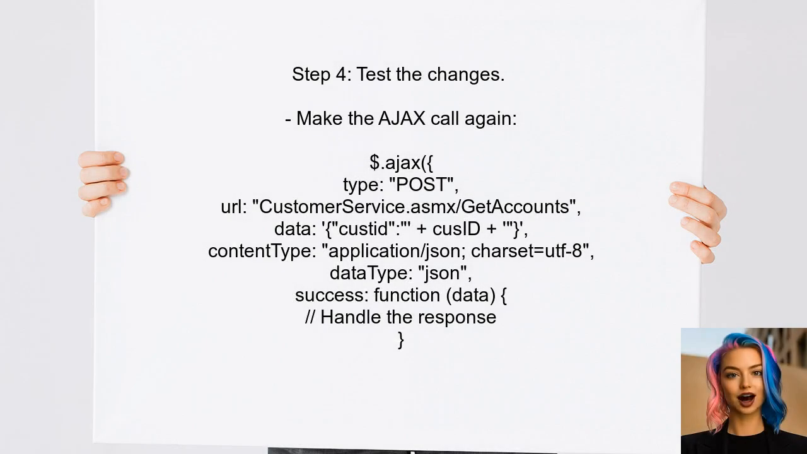Finally, the user should test the changes by making the AJAX call again. This will help confirm if the issue with the additional D null value has been resolved.